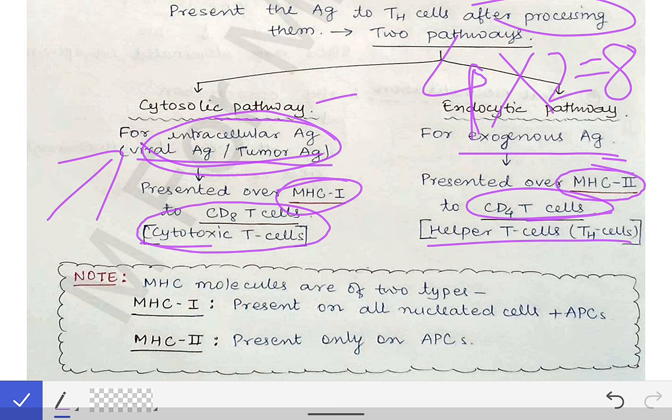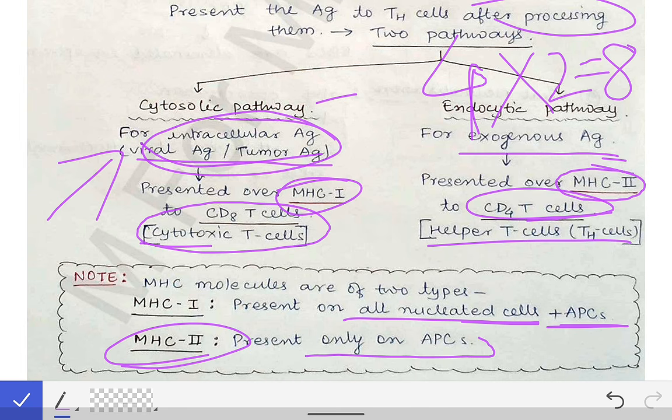Now what are those two, you must be wondering, what are those two MHC molecules? So MHC molecules are normal molecules present over the normal cells, out of which the MHC1 molecule is present on all the nucleated cells plus all the antigen presenting cells also, because those antigen presenting cells are also nucleated. But the MHC2 molecules are present only on the antigen presenting cells. So please remember that MHC2 molecule is present only on the antigen presenting cells, while MHC1 molecule is present on all nucleated cells. What inference can we derive from this information?